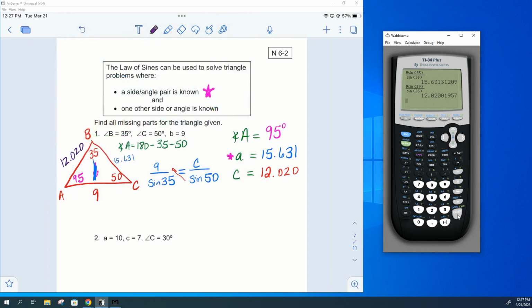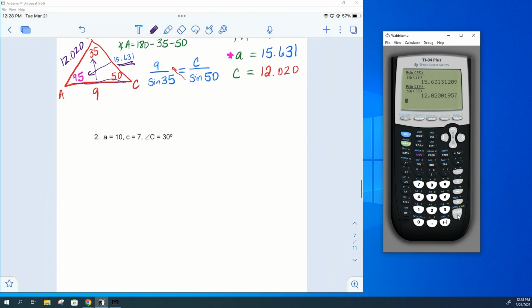So the last thing I like to do, and the reason why I like to put them all on one triangle, is because I like to make sure that the largest side is across from the largest angle. The longest side is across from the largest angle. The shortest side, which is this one, is across from the smallest angle. Everything seems to look good, so I feel pretty solid on that. All right, let's do number 2.